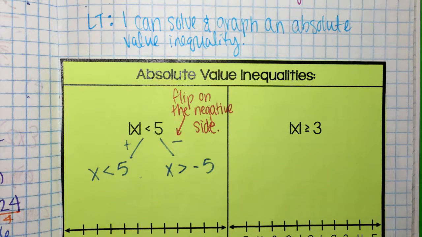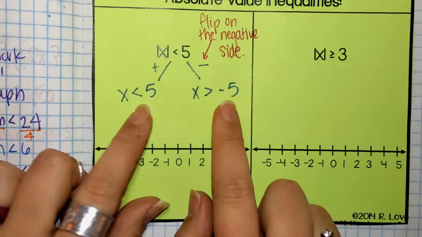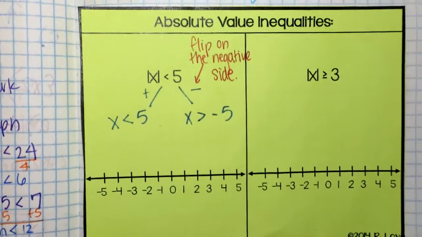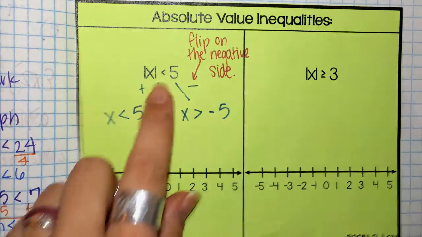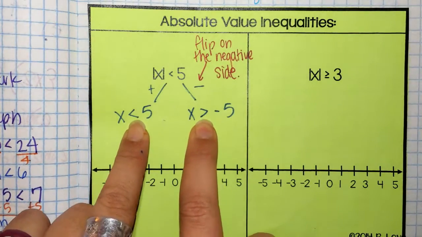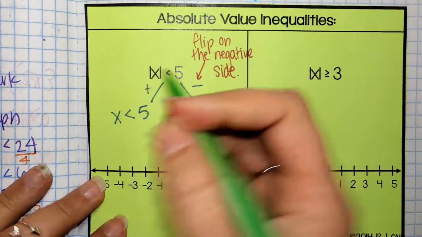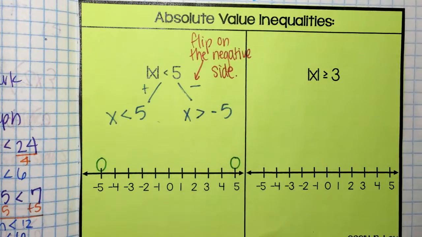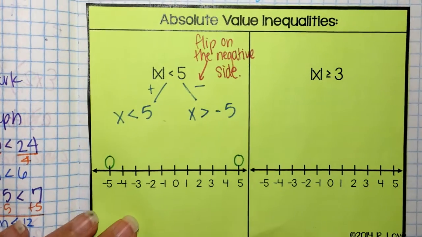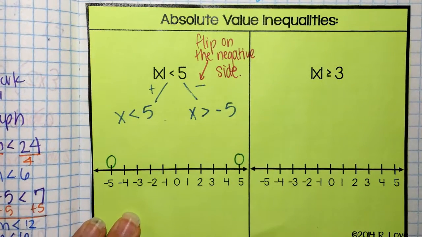Are we ready to graph? Okay, so we have two answers. So how many dots are we going to have, or circles? 2. Now, are we going to have open circles or closed circles? Open. So let's put an open circle on 5 and an open circle on negative 5. Now we need to figure out where to shade.